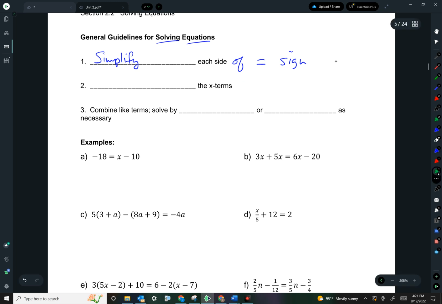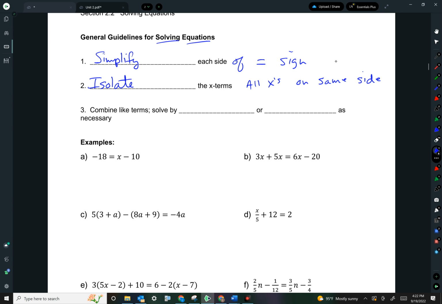So I'll go on to step 2, which is to isolate the x terms. Well, what does isolate mean? That means get the x's by themselves. So I'll say something like all x's on same side. Okay, that's what we mean by isolate. Get all of the x's on the same side. And again, when I say side, I mean the same side of the equal sign.